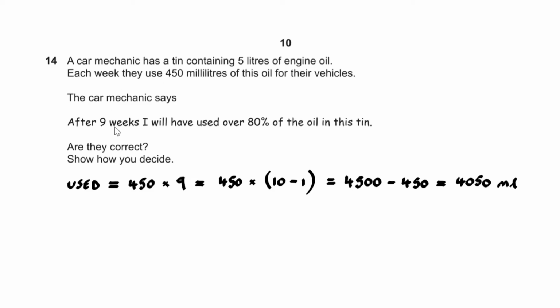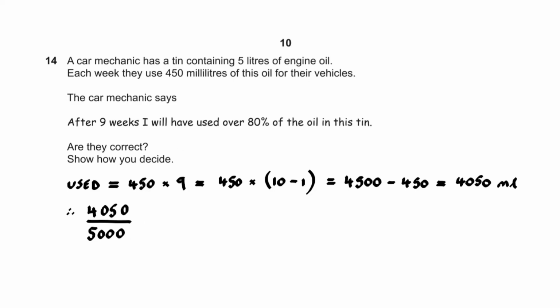So what we have is 5 litres. So we've got 4,050 millilitres altogether out of 5 litres, which is the same as 5,000 millilitres. And we need to determine whether this fraction is greater than 80%.